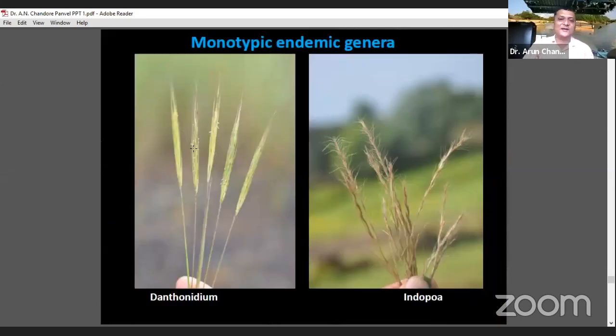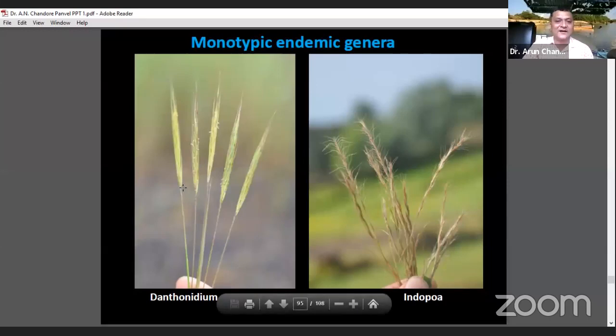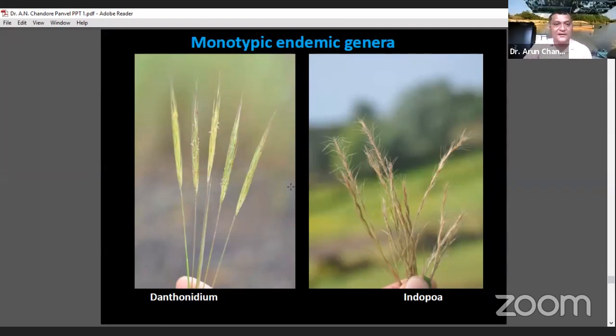Then monotypic and endemic genera. This is Danthonidium. This is Indopoa. This is just like your Pinda. Earlier Pinda was monotypic. Danthonidium and Indopoa are also endemic and monotypic genera. And these are found in this Konkan and Western Ghats region, on lateritic plateaus.